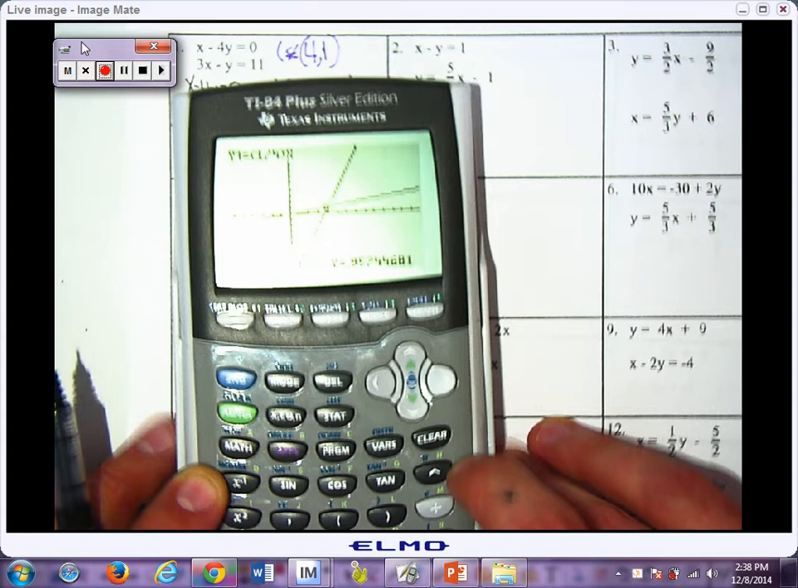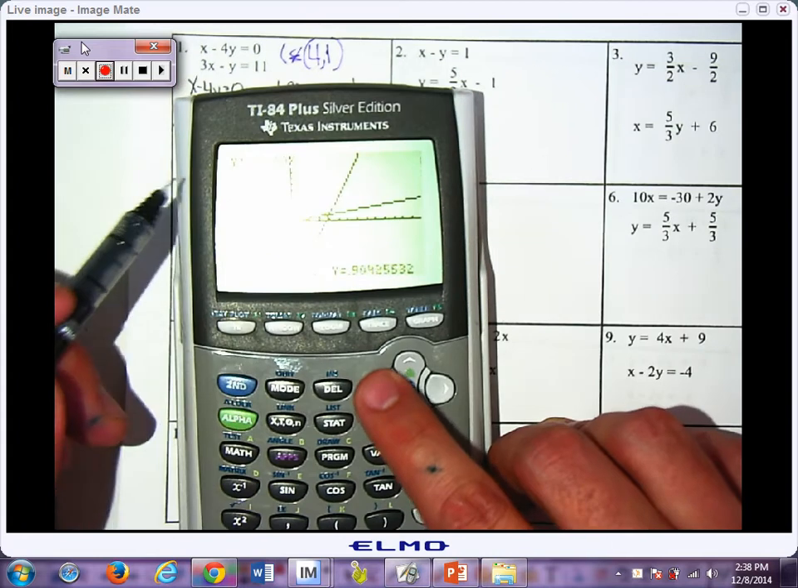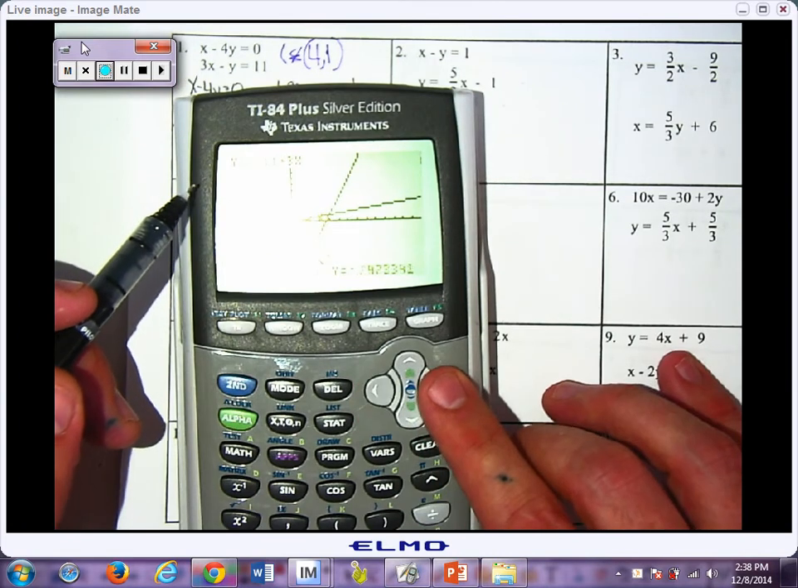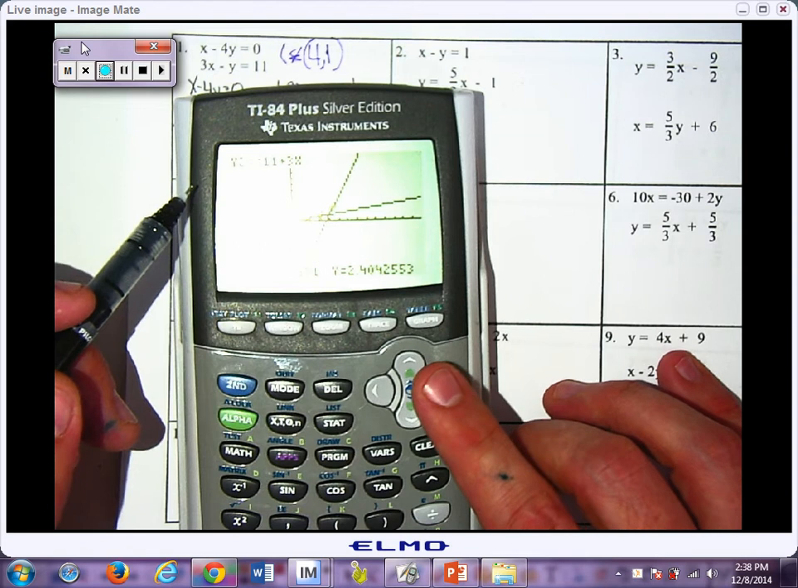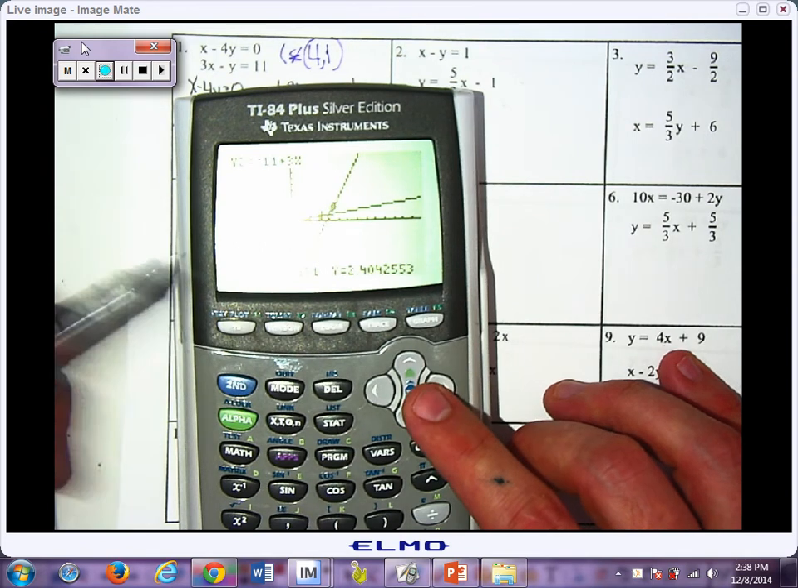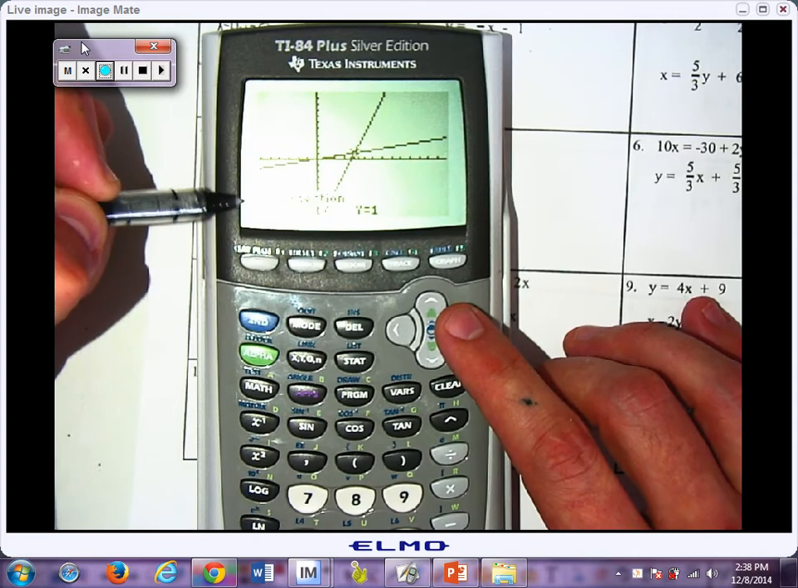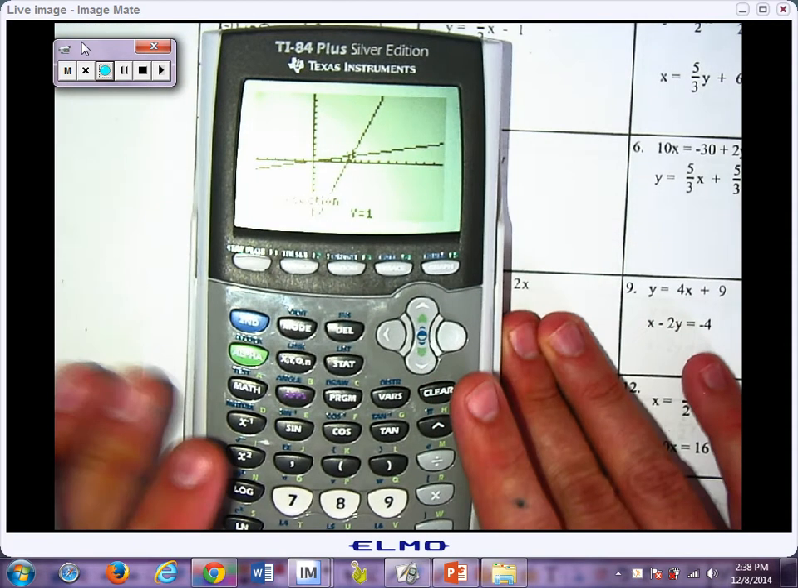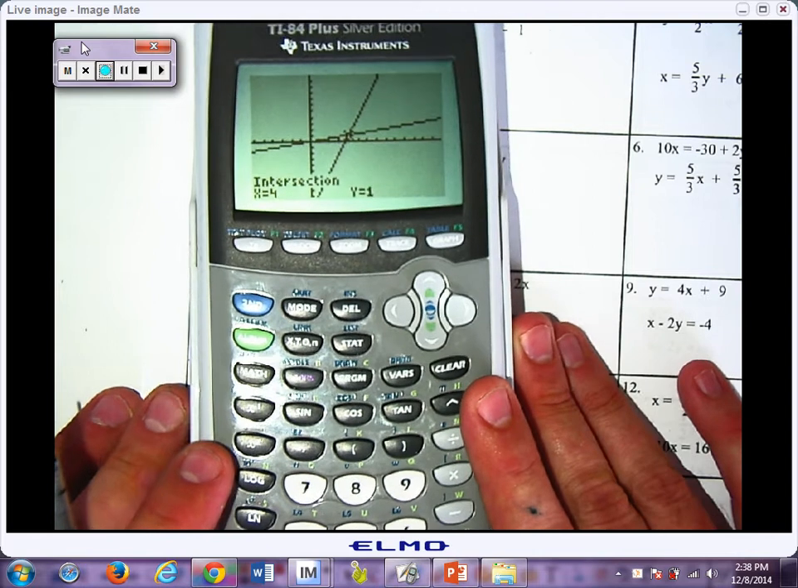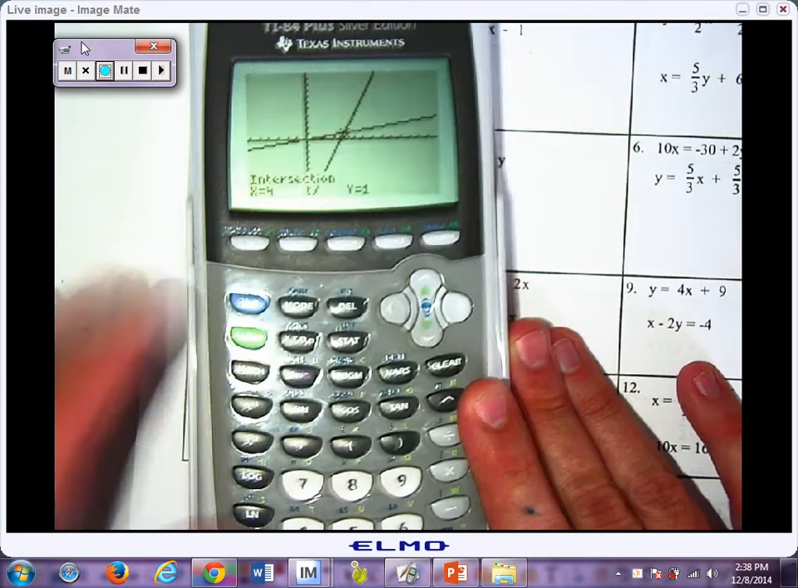It says, do you think your first line's about right there? I'll say, sure, it's about right here. Second one, somewhere over here. Sure, why not? And then, what do you want to guess? No, I want the exact answer. So keep pressing enter. And it tells us they intersect at 4, 1. I know it's kind of hard to see because of the glare, but there we go, 4, 1. So there's our first solution.